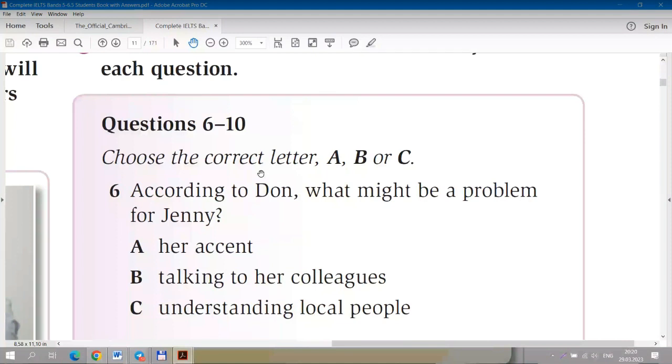Alright, 1-savol bilan boshlaymiz. So, according to Don, what might be a problem for Jenny? A, her accent. B, talking to her colleagues. C, understanding local people.